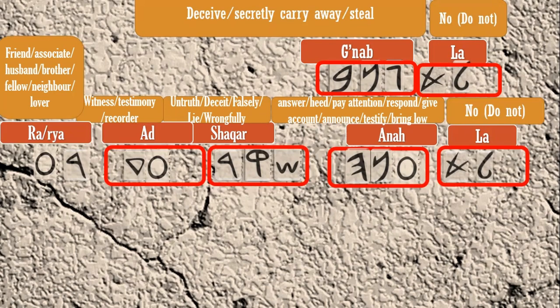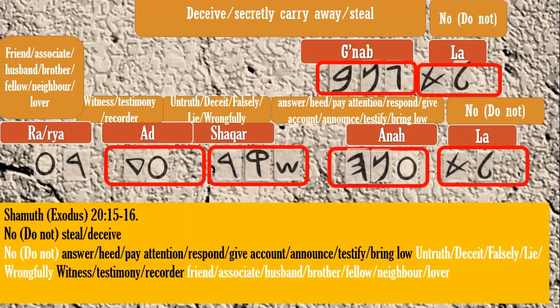So what scripture is being reflected there, or scriptures? Shamut, or Exodus 20 verses 15 and 16. Laganab, or no or do not steal, do not deceive, do not secretly carry away. And the next verse, verse 16, La'ana shakar adriyah.